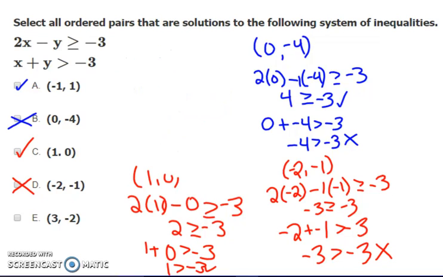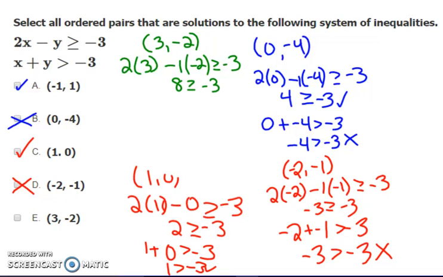The last one we want to check is point E. We have (3, -2). Well, that means I could do 2 times 3 minus, we're going to call it -1 times -2, and we want to know, is that greater than or equal to -3? Well, 2 times 3 is 6. -1 and -2 make +2, and 6 plus 2 is 8. That is definitely greater than -3, so we have to check our second one. We have 3 plus -2. We want to know, is that bigger than -3? Well, 3 minus 2 is 1, and 1 is greater than -3, so it does work.